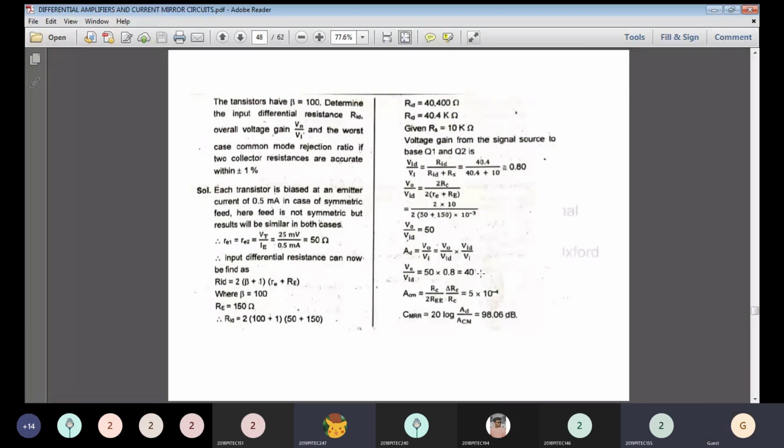So moving on to the CMRR, this is 20 log of AD divided by AC. That is the formula. So what is the value of AC here? The calculated value from the formula is 50 into 10 power minus 4. While substituting this and then taking the logarithm, you are calculating CMRR at decibel level. So 98.06 dB.